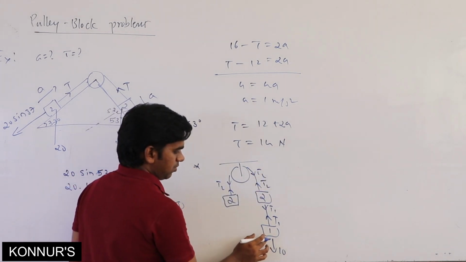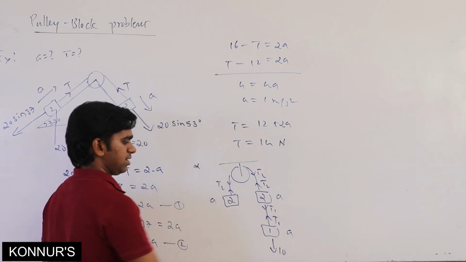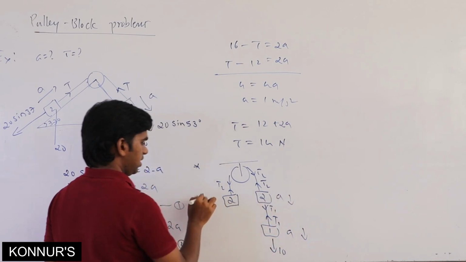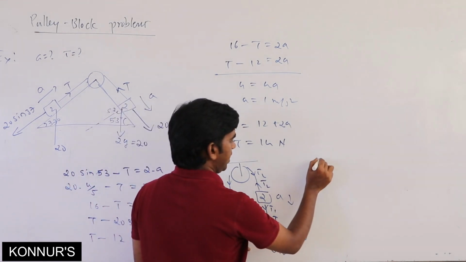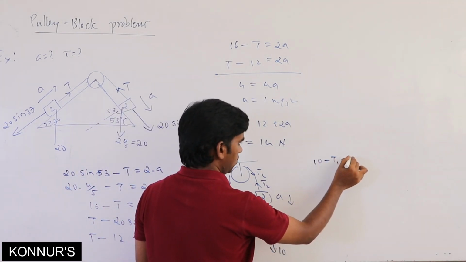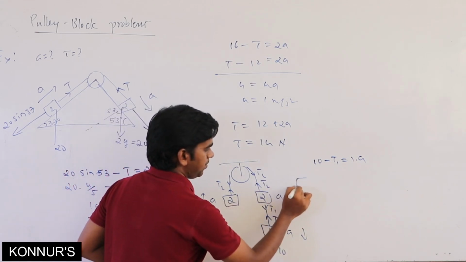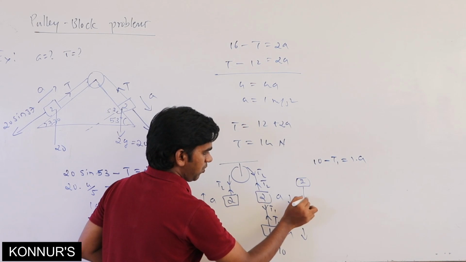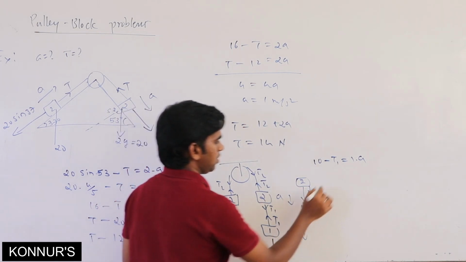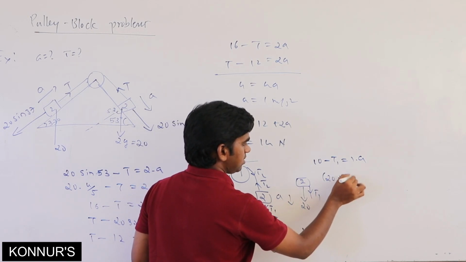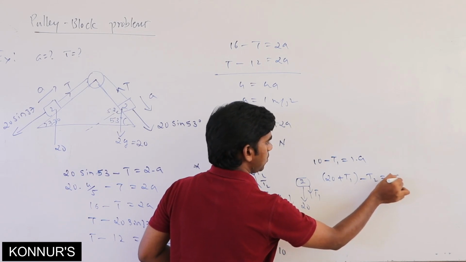Now what can you write? Here acceleration is there, here acceleration is there, here acceleration is there. Downward, downward. Here it is upward. Okay. So now what is the net force here? 10 minus T1 equals 1 into a. For the second body, 20 is its weight and T1 is also acting in the downward direction. So downward is 20 plus T1, upward is minus T2 equals 2a.